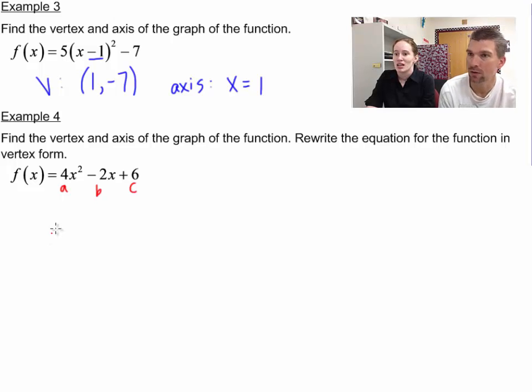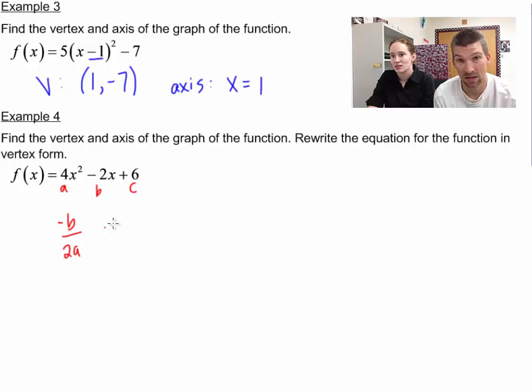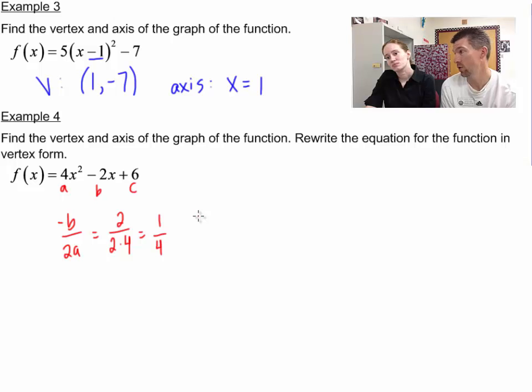Okay. So negative b over 2a is what we want to find. The opposite of -2 is 2, for those of you scoring at home, over 2 times a, so 2 times 4. 2 over 2 times 4, well, our 2's would cancel, and that would just be 1/4. And if you don't cancel your 2's, you're going to have 2 over 8, which reduces to 1/4 also. So now, that's the x value of our vertex.